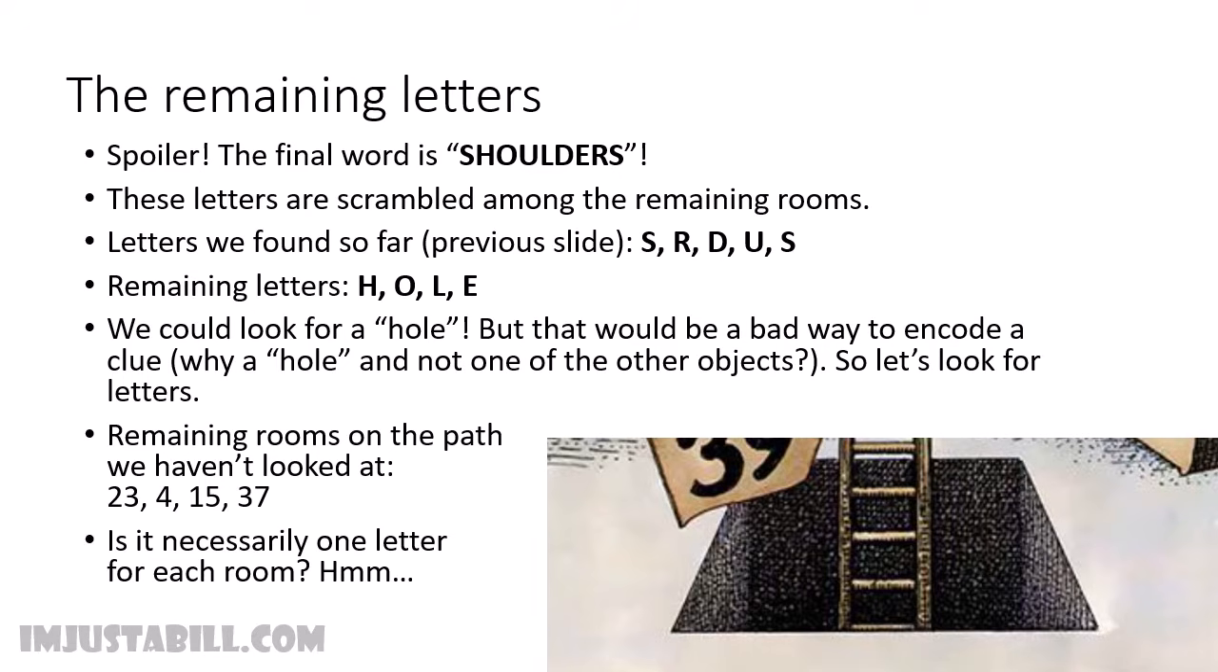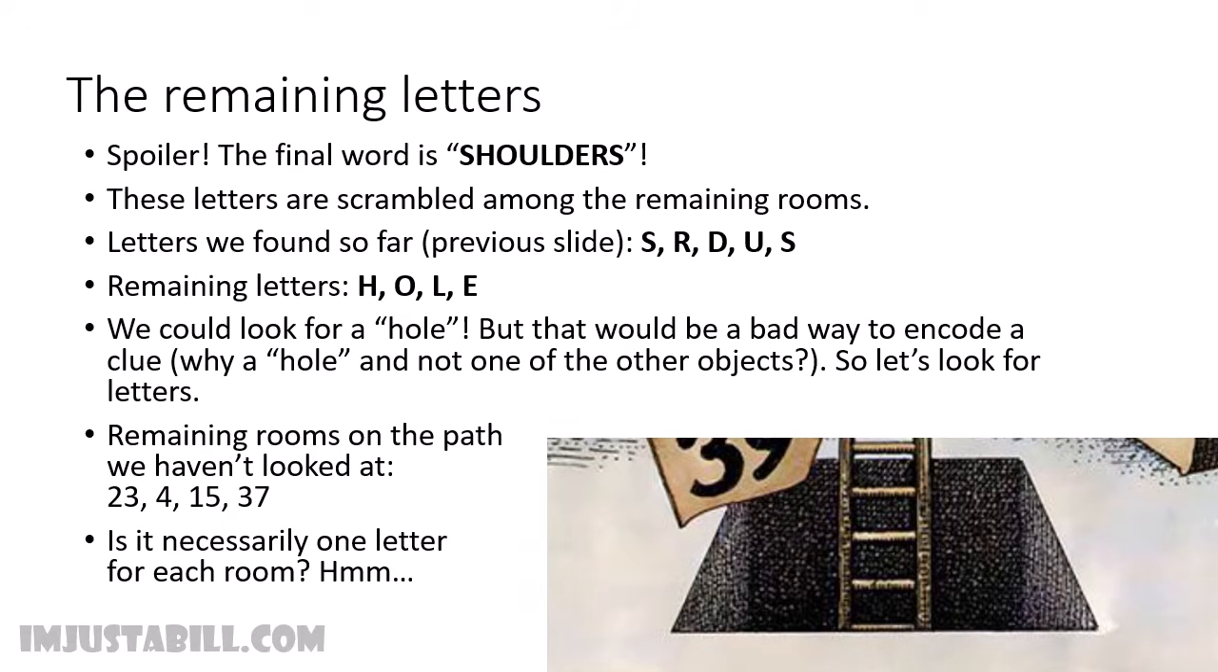So the letters we found so far, as I mentioned on the previous slide, are S, R, D, U, and the other S. And the remaining letters are H, O, L, and E. Well, that does spell hole. I suppose we could look for a hole. There is a hole on the shortest path back. But let's actually look for the letters H, O, L, and E.